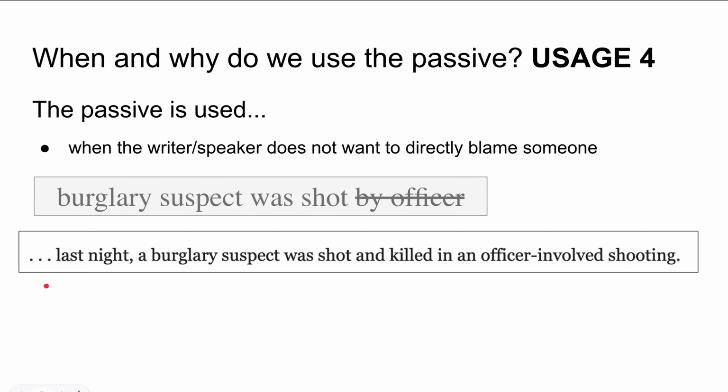So here we go. This is: last night a burglary suspect was shot and killed in an officer involved shooting. Here, they don't mention who did the shooting, which was by an officer. So the burglary suspect was shot by an officer. The officer doing the action, the agent doing the action, was dropped.